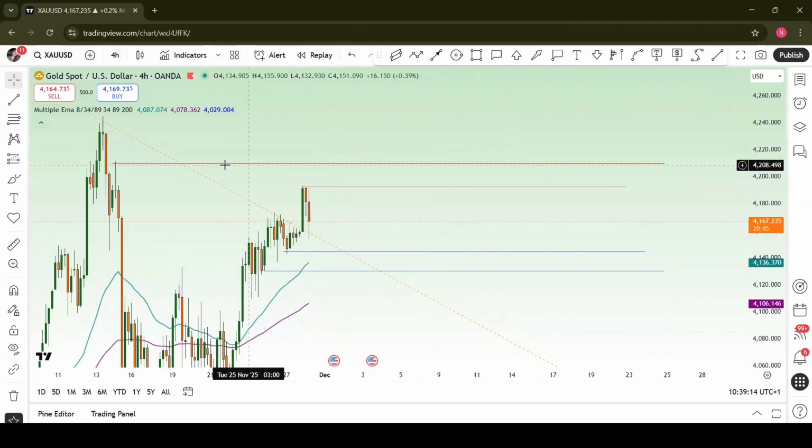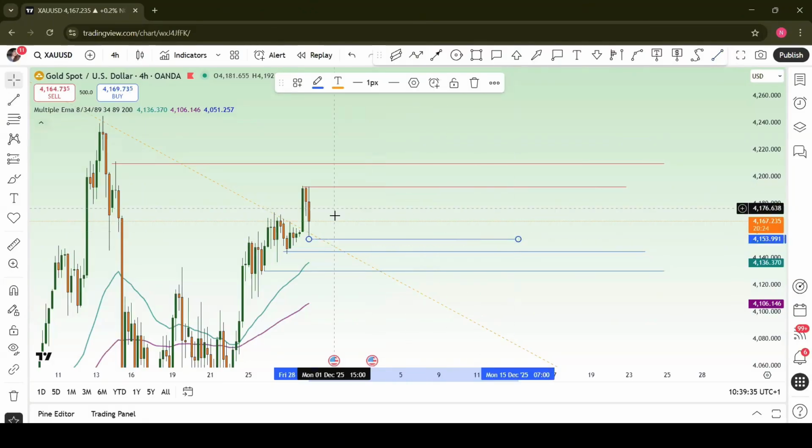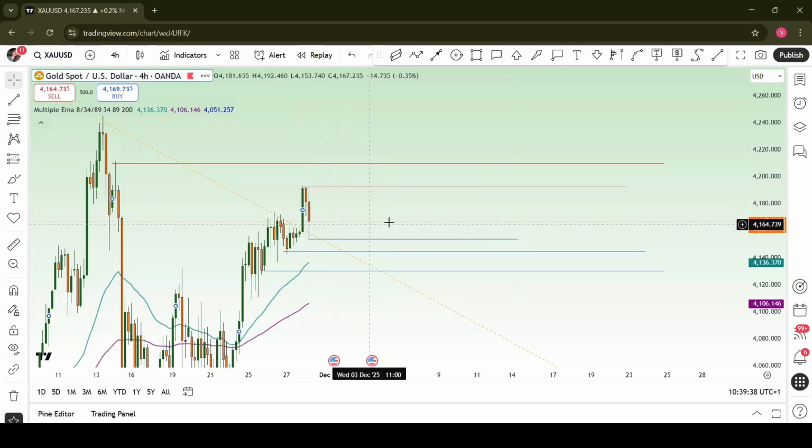You can widen the distance between the resistance and support area at this zone around 41.53, right? You can see that at this zone, the gold price has formed a very long lower wick on the 4-hour candles. And this also indicates a strong support zone. The 4-hour time frame is also a reliable one to help you identify a good support and resistance zone.